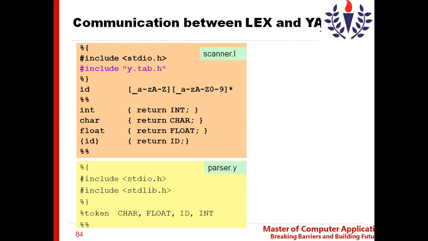Coming to the rule section, the patterns are int, char, and float. If it matches, the action is to return a token. The token names would be int, char, and float. And if there is an identifier mentioned in curly brackets, in place of that ID, the pattern would be substituted. If so, it will return the token as ID. So this is part of the lex. In the lex file, we have the definition and the rules part.